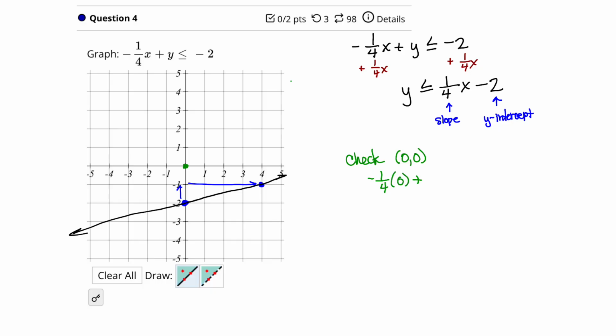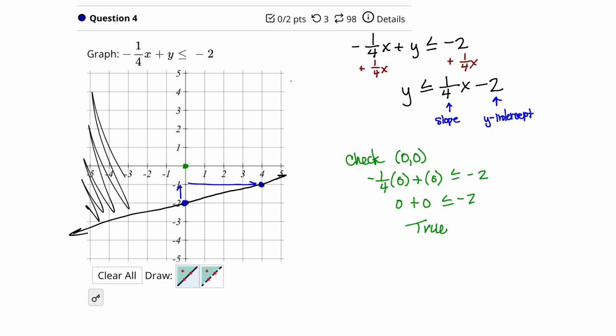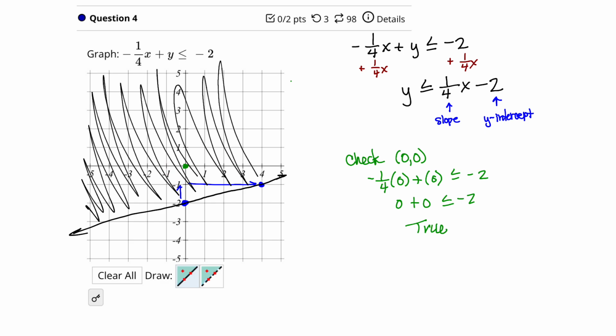Whoops, I don't want y, I want 0 now. Is that less than or equal to negative 2? 0, add 0. Sure enough, it is. It's true. So that means 0, 0 needs to be in my shaded section. So with your mouse, you click up at the top and it will shade up for you.